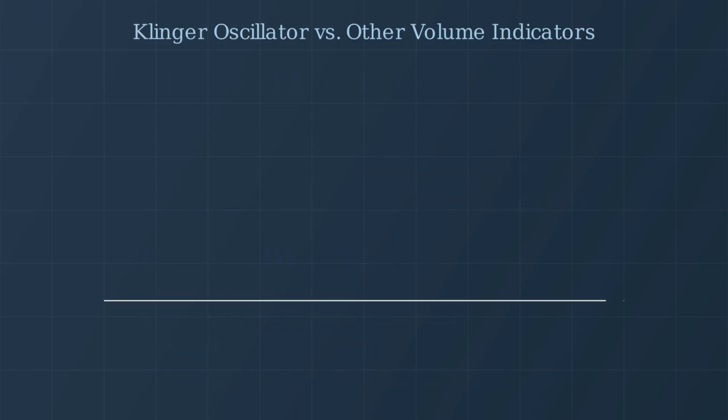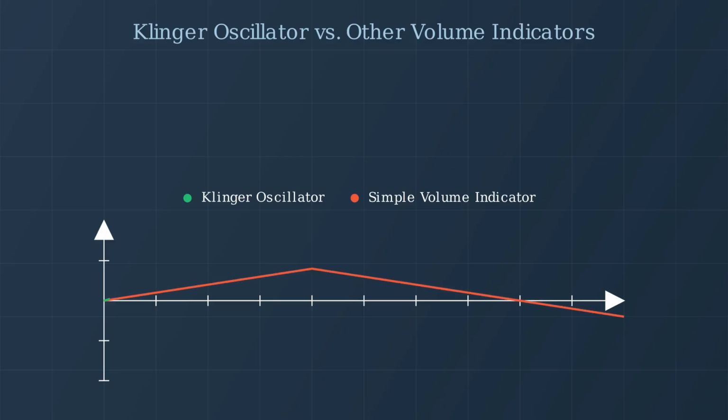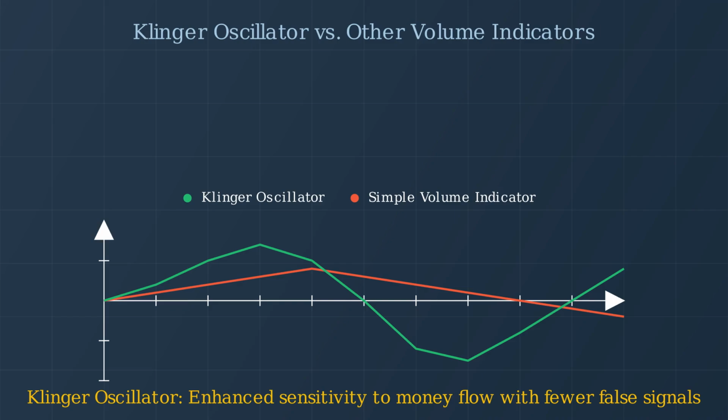This comparison demonstrates how the Klinger oscillator, green, responds more quickly to market changes compared to simpler volume indicators, red. By combining volume with price action and using sophisticated smoothing techniques, the Klinger oscillator offers enhanced sensitivity to money flow while simultaneously reducing false signals.